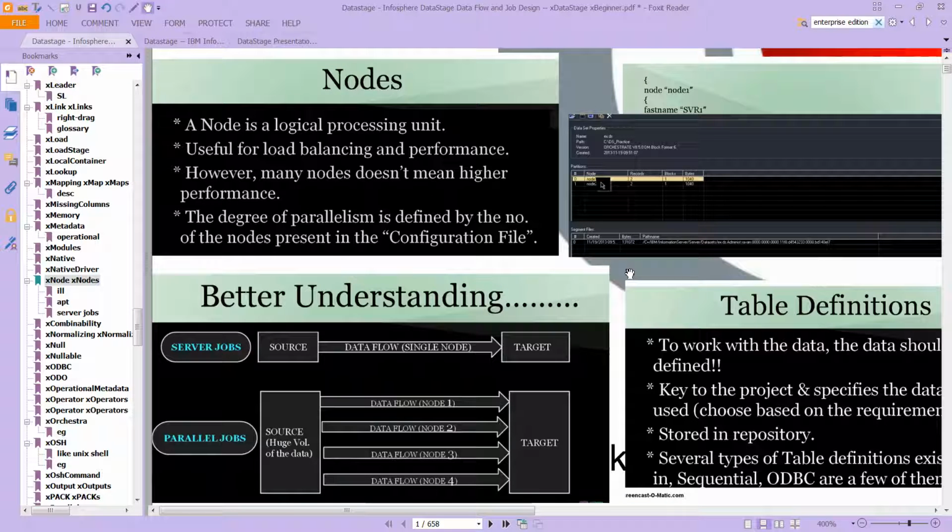And you can see here it's useful for load balancing and performance. However, more nodes doesn't necessarily mean higher performance, because you could have more nodes than you have processors, and then that just wouldn't be very helpful. But the degree of parallelism is defined by the number of nodes present in the configuration file.